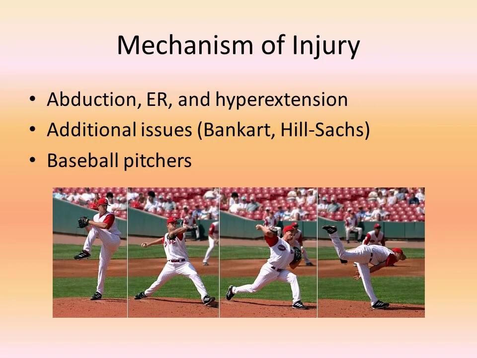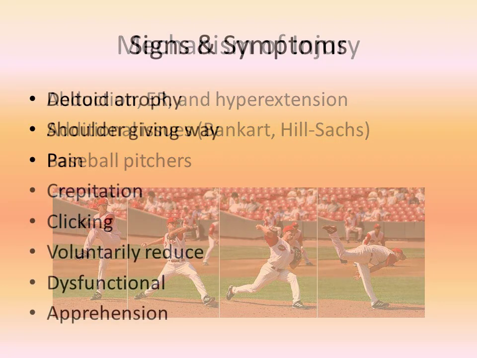So when you're throwing posterior to the scapular plane, you have an increased strain on the inferior glenohumeral ligament, specifically the anterior band, and then you have attenuation of the inferior glenohumeral ligament and an anterior subluxation.